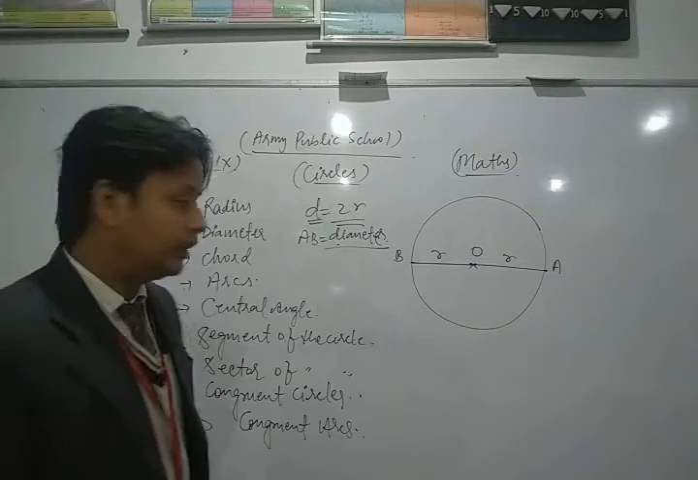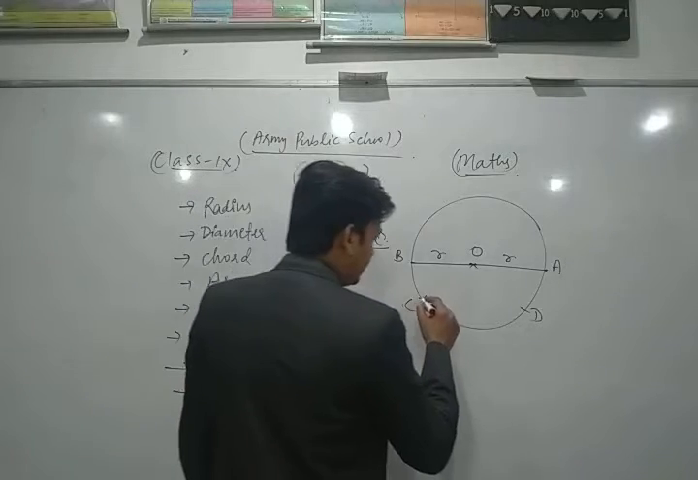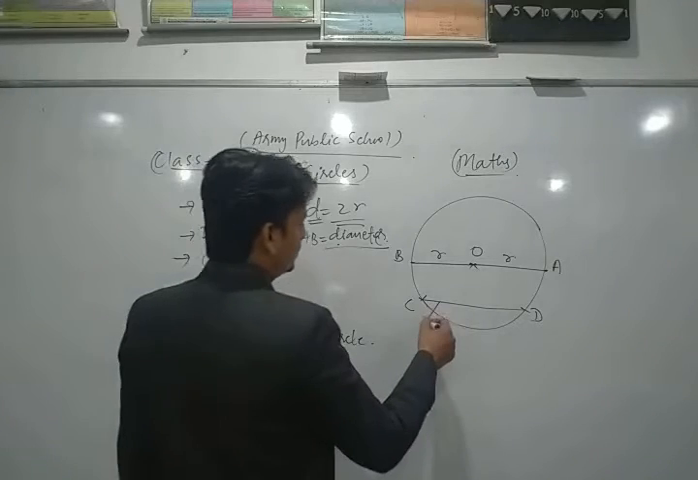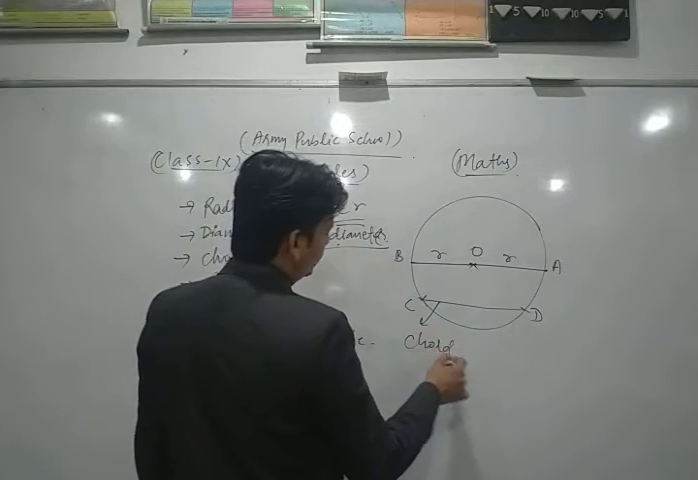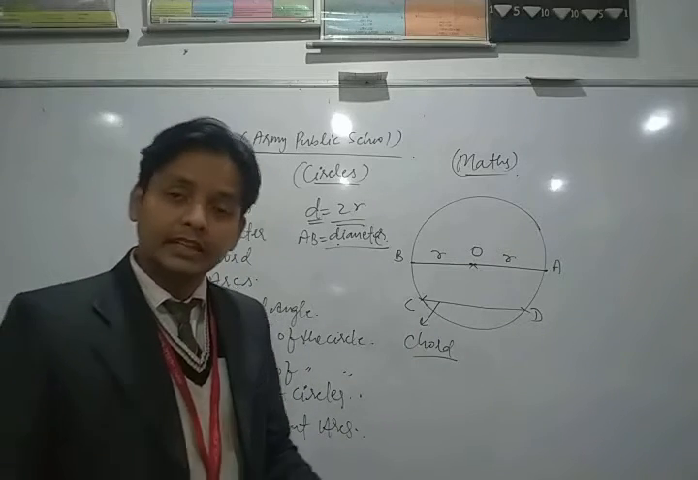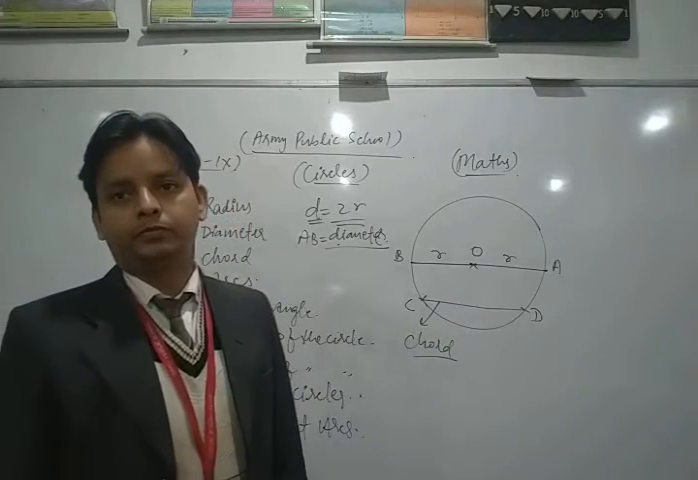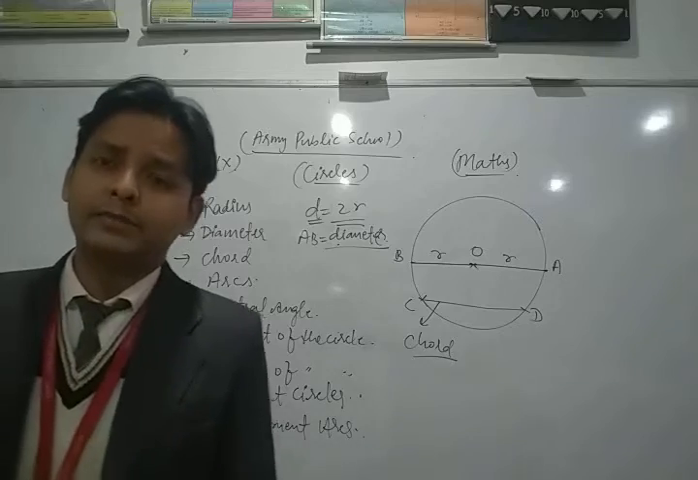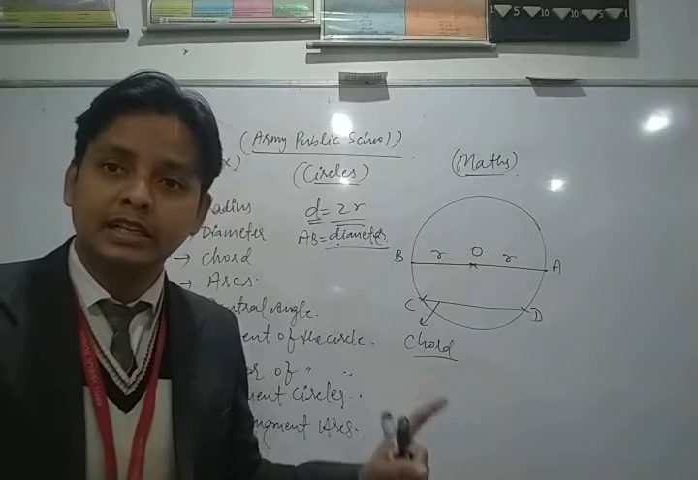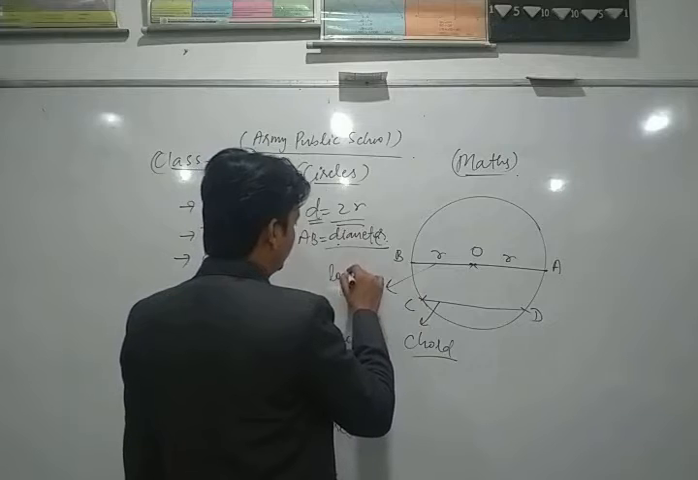Okay, now we are discussing the chord. Suppose C and D are any two points on the circle, and the line segment joining any two points of the circle is called a chord of the circle. So in this way, CD is a chord of this circle. Similarly, a diameter is also a chord because it also joins two points on the circle. But if the chord passes through the center, dear students, then it is said to be a diameter, and the diameter is the longest chord of the circle.